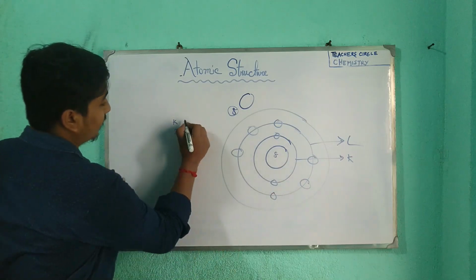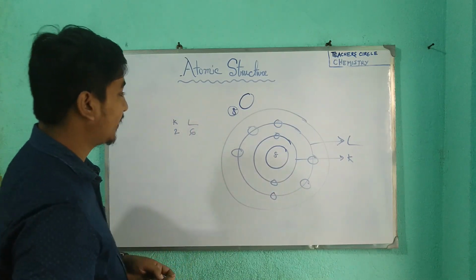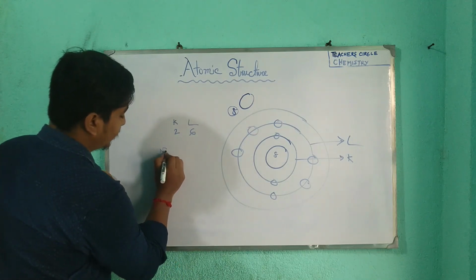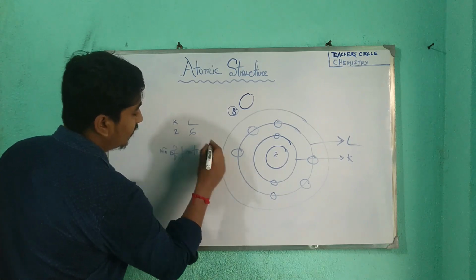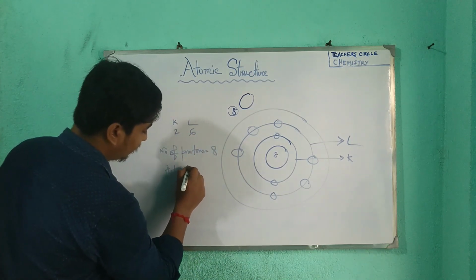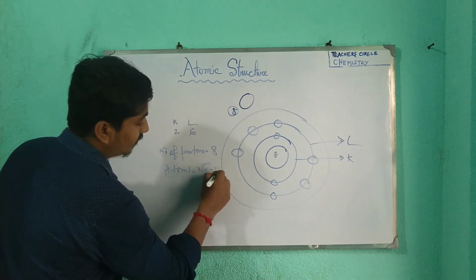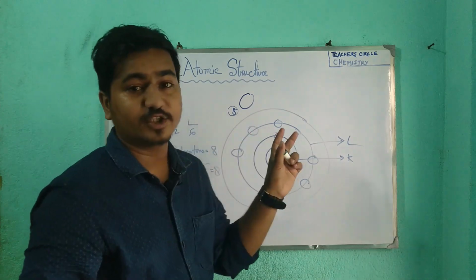So how will I write? For K cell it is 2 and for L cell it is equal to 6. So number of protons is equal to 8. Atomic number is equal to 8. So basically this is the way of writing the electronic configuration of an element.